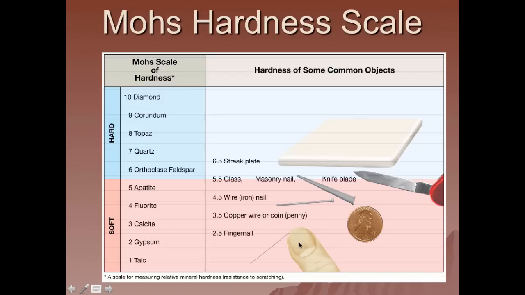So if you go through your fingernail, a penny, a nail, a filing board, or streak plate, and none of them scratch it, then that must mean it is obviously higher than a 6.5, so it could be a 7, 8, 9, or 10. Okay, so 6 through 10 is what we consider to be a very hard mineral, which could be quartz, topaz, corundum, or diamond. Okay, so again, make sure that you copy this down.